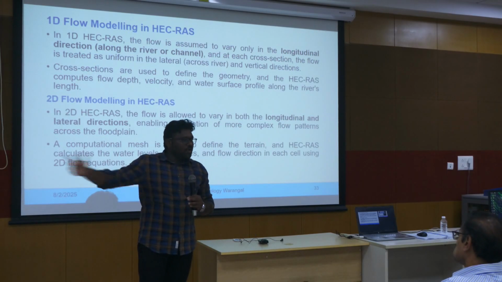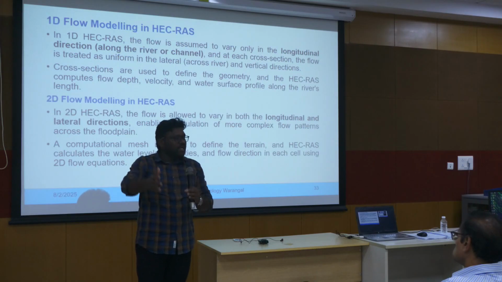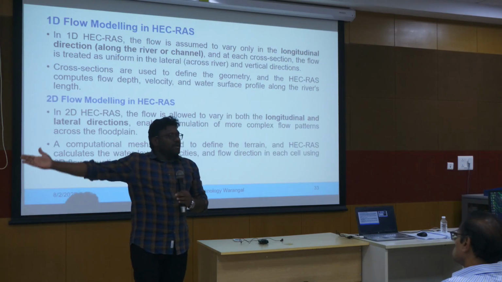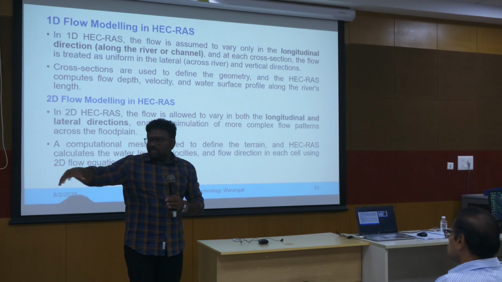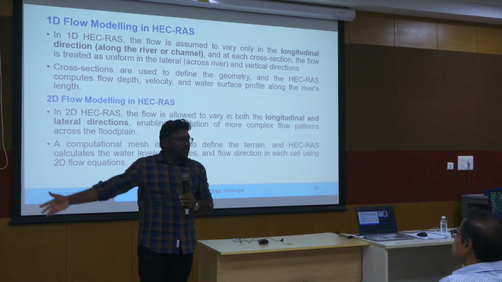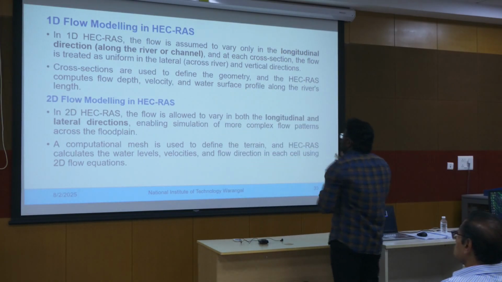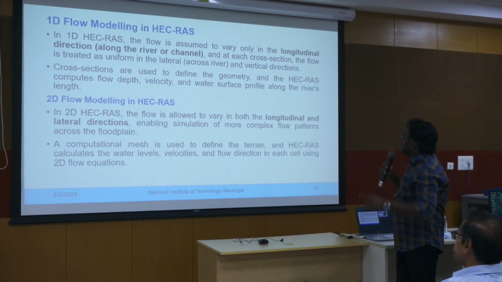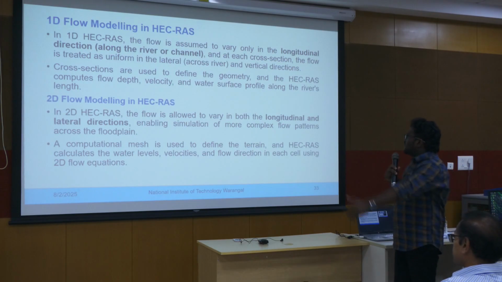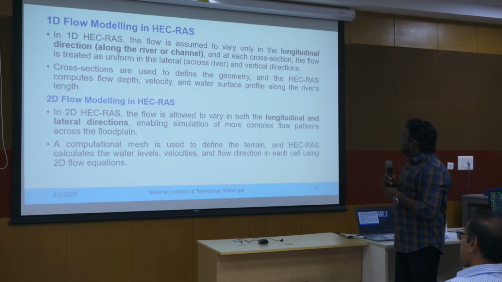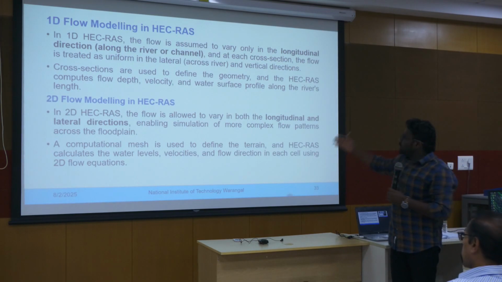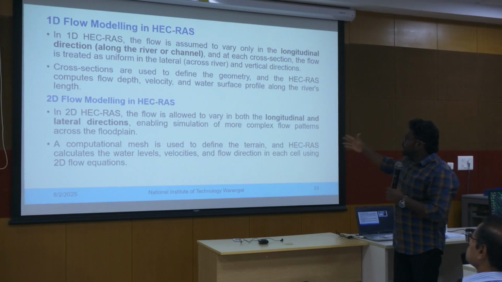If you are focusing on both along the direction of the river and in all the directions, longitudinal and latitudinal direction, then it will be 2D. In 1D HEC-RAS, the flow is assumed to vary only in the longitudinal direction, meaning along the river, and at each cross section the flow is assumed to be the same, uniform.